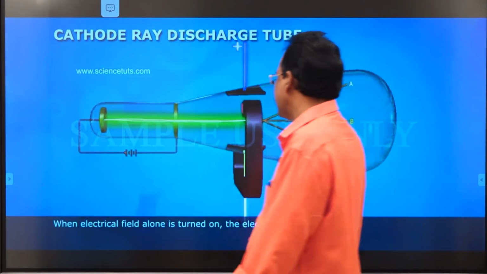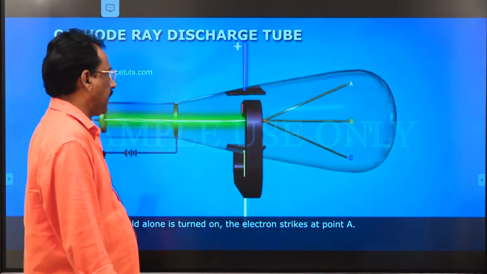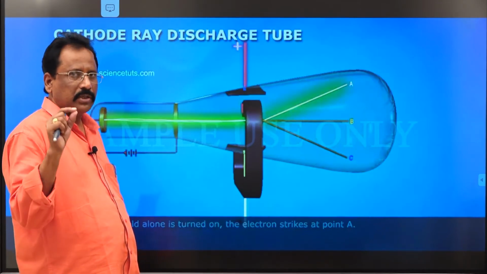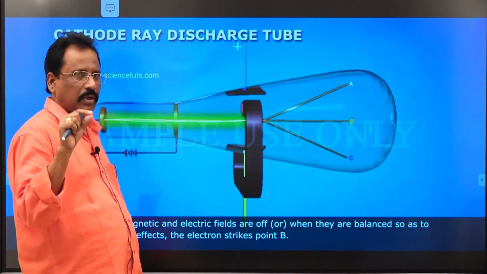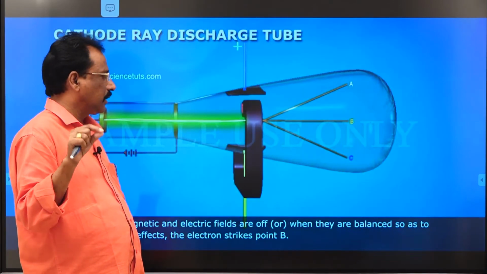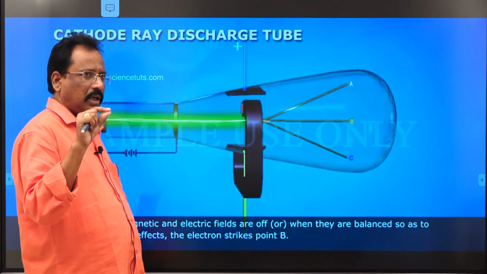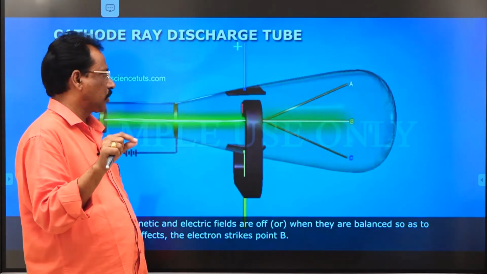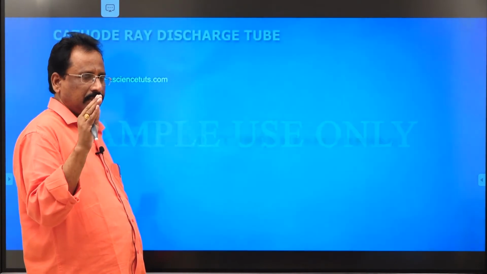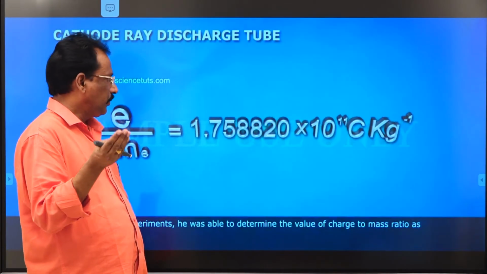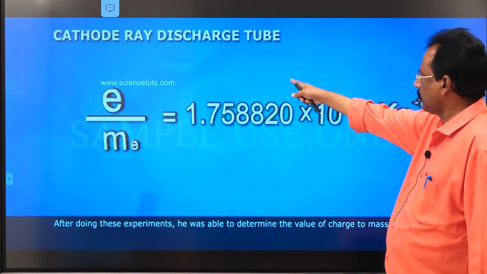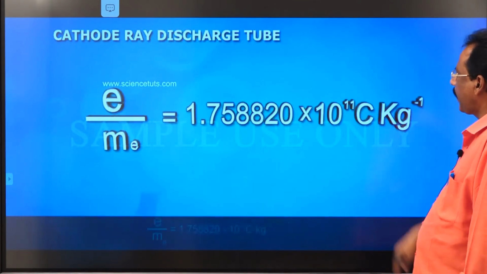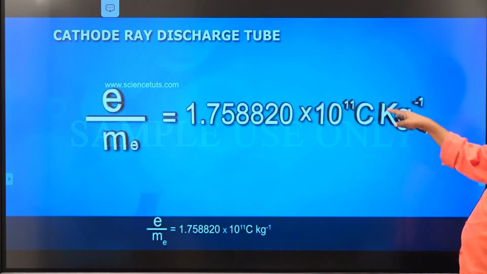According to him, its value is constant for all gases. That means the specific charge of the electron is uniform for all gases, irrespective of the nature of the gas used in the discharge tube experiment or the metals used as electrodes. If you change the metals used as electrodes, or change the gas, whatever the nature of the gas, the specific charge of the electron is minus 1.76 into 10 power 11 coulomb per kilogram.